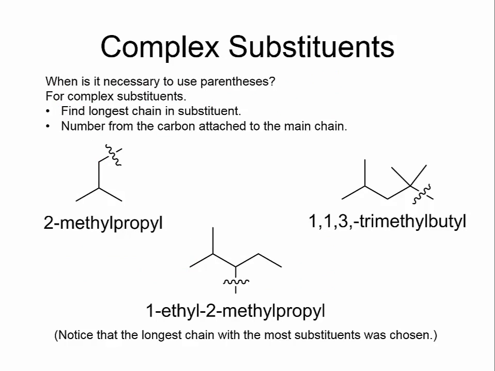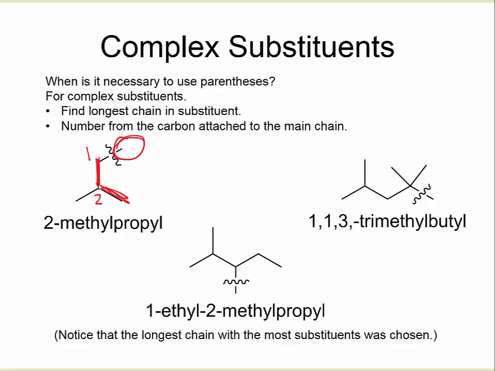Sometimes we'll see rather complex substituents, and it may be necessary to use parentheses to name those substituents. To use this method, let's first look at some complicated substituents and learn how to number them. You'd find the longest continuous carbon chain, and so if I've attached to the rest of the molecule here, my longest continuous carbon chain starting from the molecule is here. It's a 3-carbon chain, so it's a propyl group. And off of the propyl, there is a methyl attached to carbon 2, so this will be a 2-methyl propyl group.